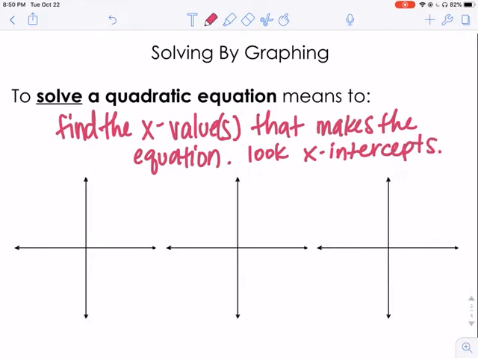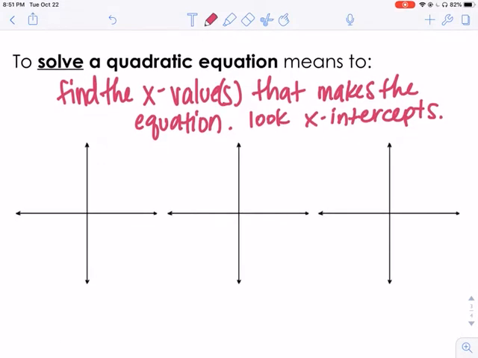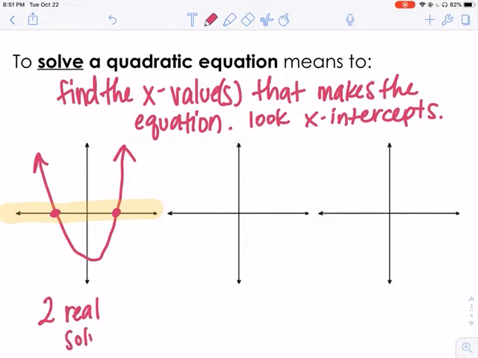I have three possibilities here. The first possibility is that your graph looks something like this, right? And you can see that it is crossing the x-axis here. It's crossing right here, and then it's going down, coming back up, and crossing again right here. So this is what we would call two real solutions, because there are two places where it crosses the x-axis.